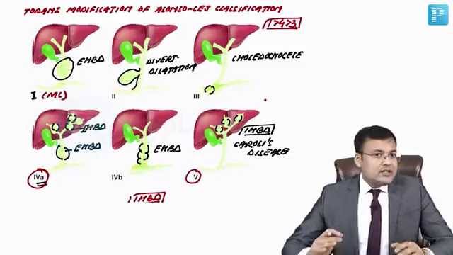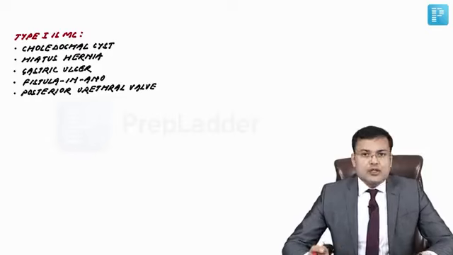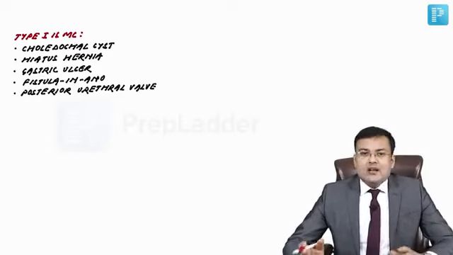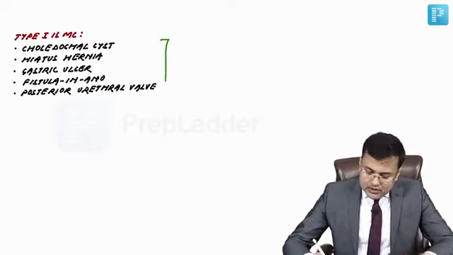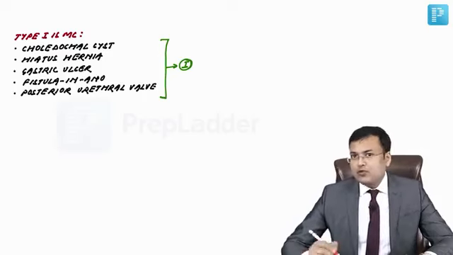So what are the conditions in which type 1 is most common? So we discussed in choledochal cyst, type 1 is most common, in hiatus hernia, in gastric ulcer, in fistula in ano, and posterior urethral valve. In all these cases, type 1 is most common.